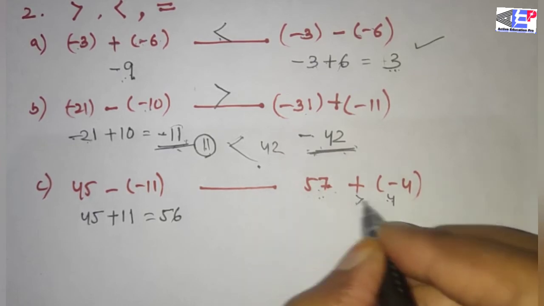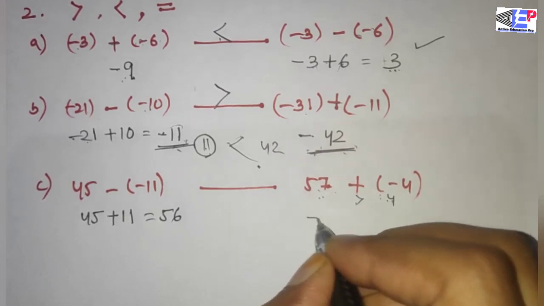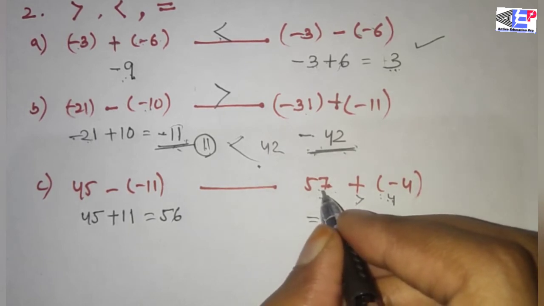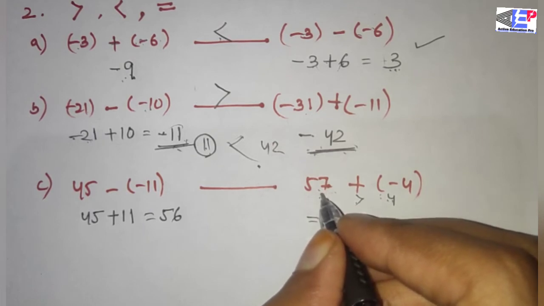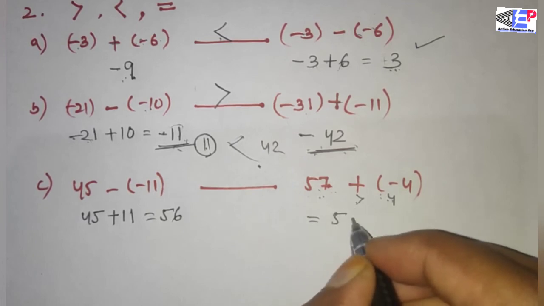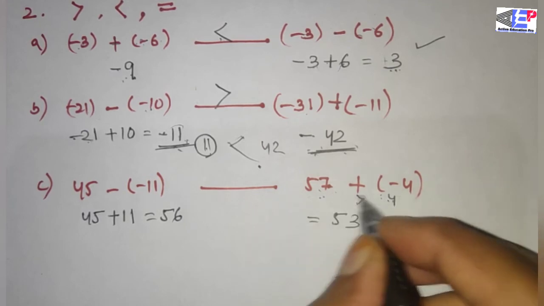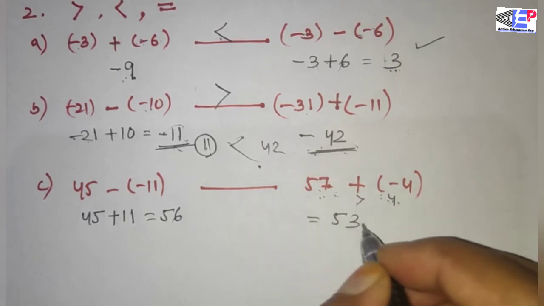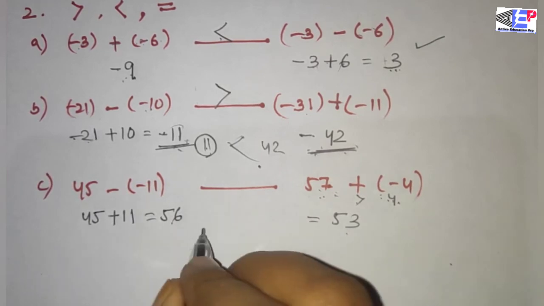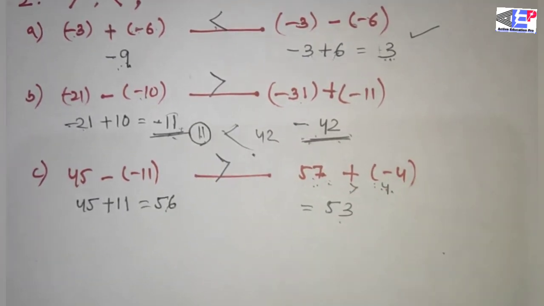So write the sign of the higher numerical value. So this is plus, a positive integer. The resulting value will be a positive integer because the numerical value 57 has a positive sign. And then write the difference. 57 minus 4 is 53. The difference between these two numerical values 57 and 4 is 53. And here this is 56 and here this is 53. You know both are positive integers and 56 is greater than 53.